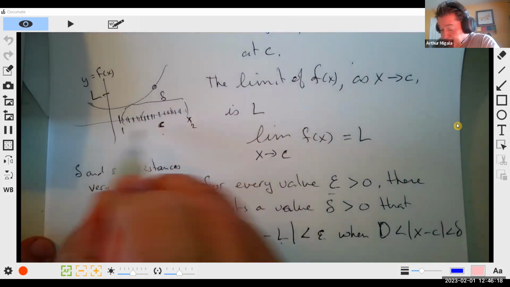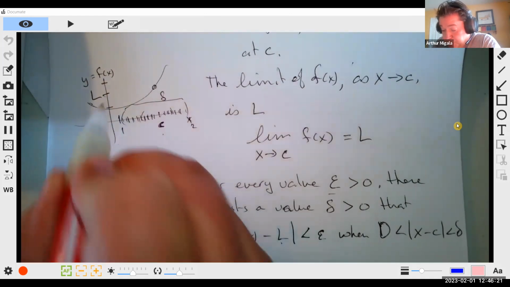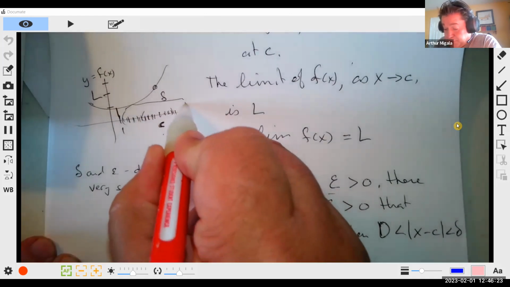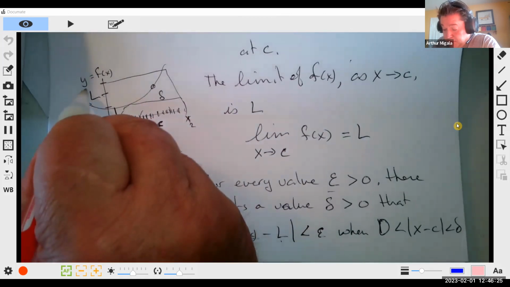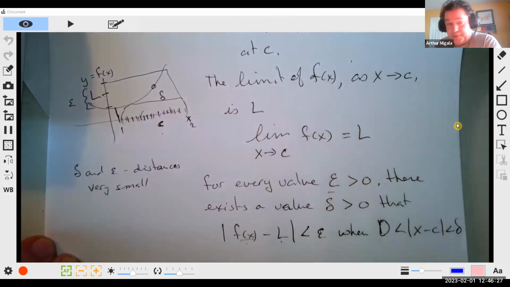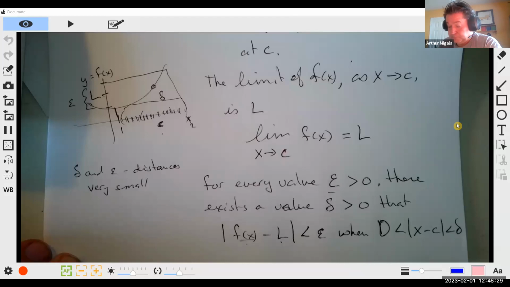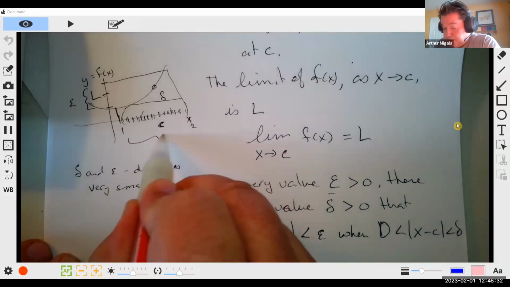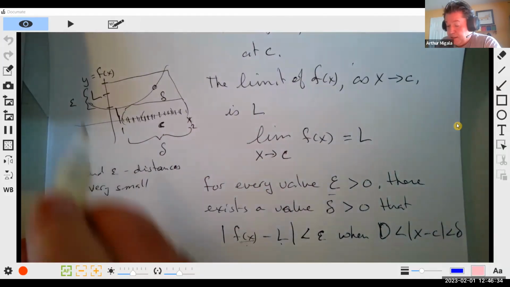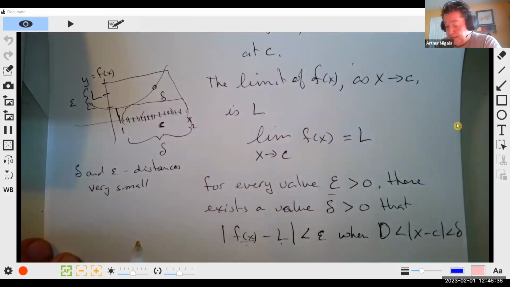Actually, this is our delta. Our delta is the x values. It corresponds to certain y values. This distance here is our epsilon. So the distance in the horizontal is our delta. The distance in the vertical is our epsilon.